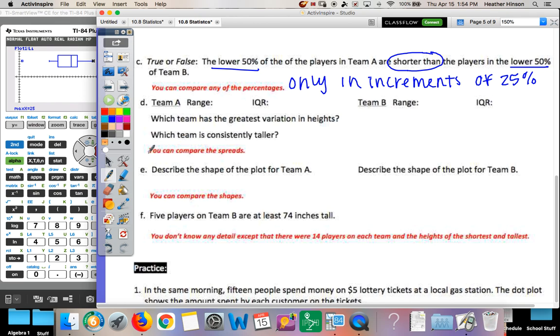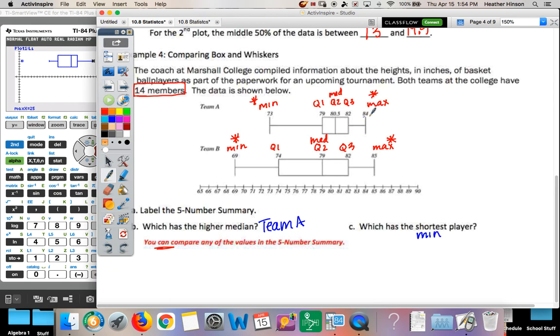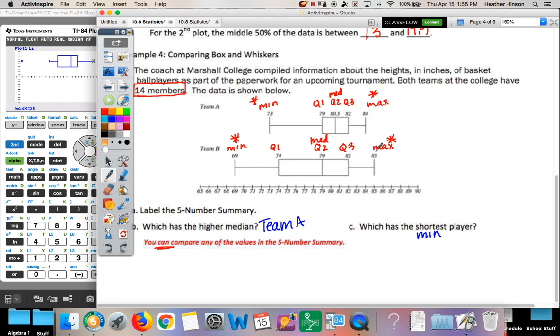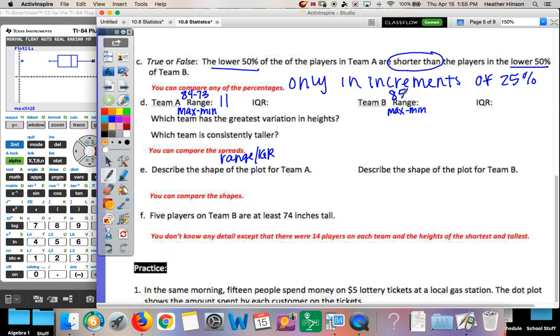Okay, we can also compare the spreads. The spreads are the range and the interquartile range. So for Team A, what's their range? That's just their max minus the min. So their max was 84 minus 73, which is 11. I'll go ahead and do Team B. What's their max minus their min? So 85 minus 69, which is going to be 16.